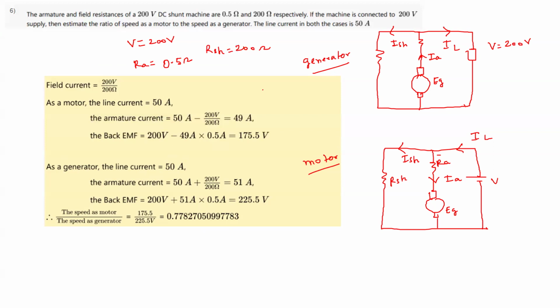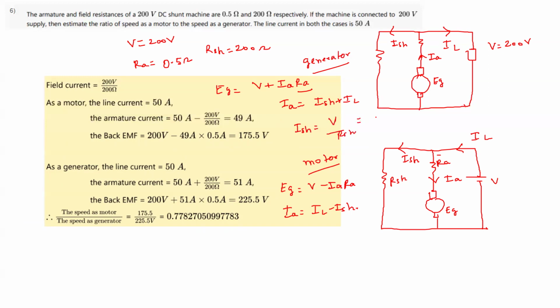So for the generator case, what is EG? EG is nothing but V plus IARA. And what about the motor? EG is V minus IARA. What is IA in this case? It is ISH plus IL. And in the motor case, IA is IL minus ISH. Now, what is ISH? ISH in both the cases is V by RSH.